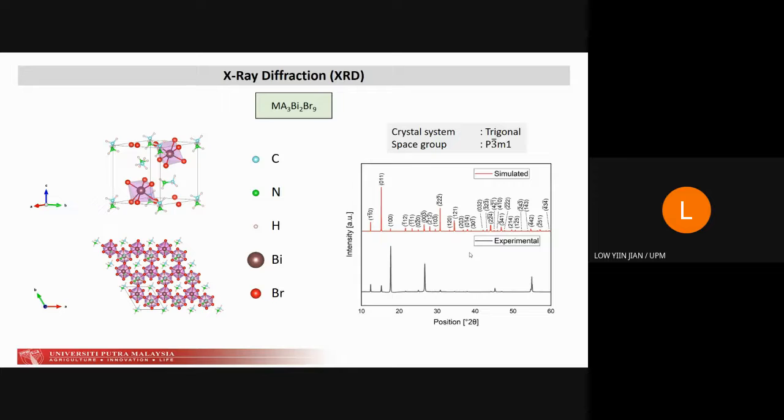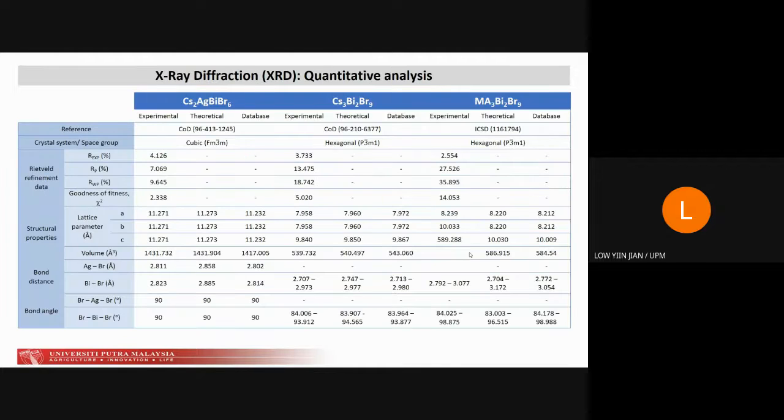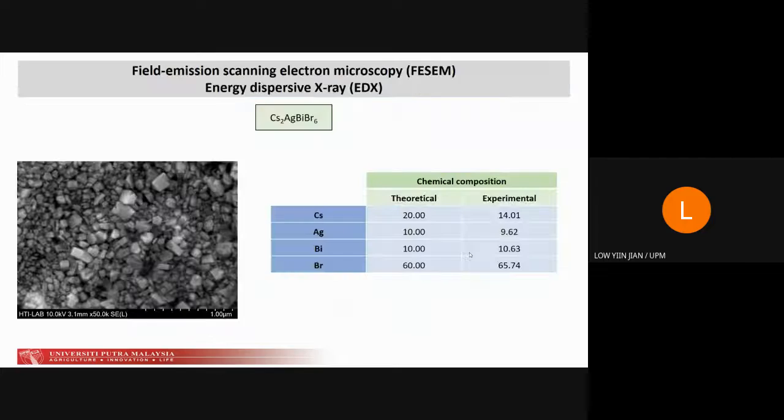Next, all of the XRD quantitative results are tabulated in this table, and the quantitative results show that the experimental, simulated, and database-obtained profiles show similar values in the lattice parameter, volume, bond angle, and bond length. This indicates that the BiBr perovskite structure had been successfully formed through the optimized microwave-assisted solvothermal method.